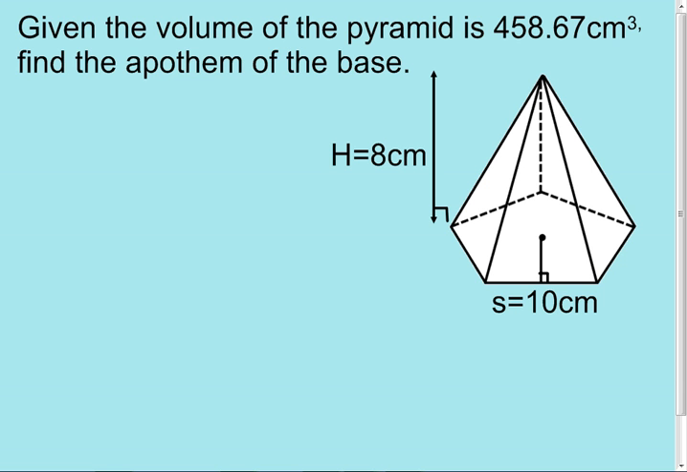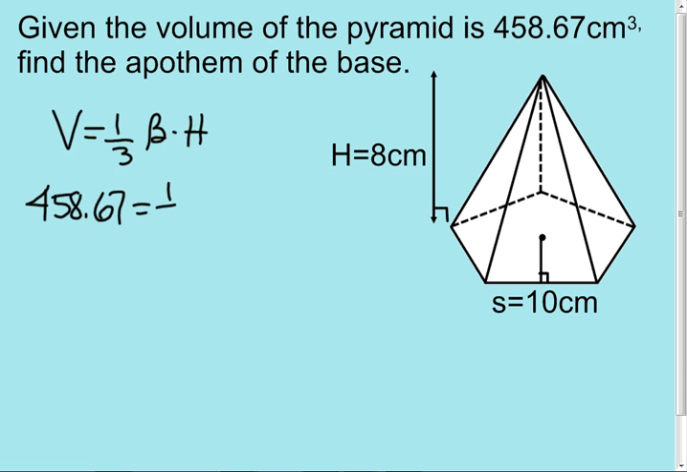Now here, this one you're going to have to understand the fractions. It says the volume, here's the formula, is 1/3 area of the base times the height. What's the volume? It's 458.67 equals 1/3. Now I've got to get the area of the base. That's a pentagon. It's a regular polygon. So it's 1/2 AP. And what's the height? 8.